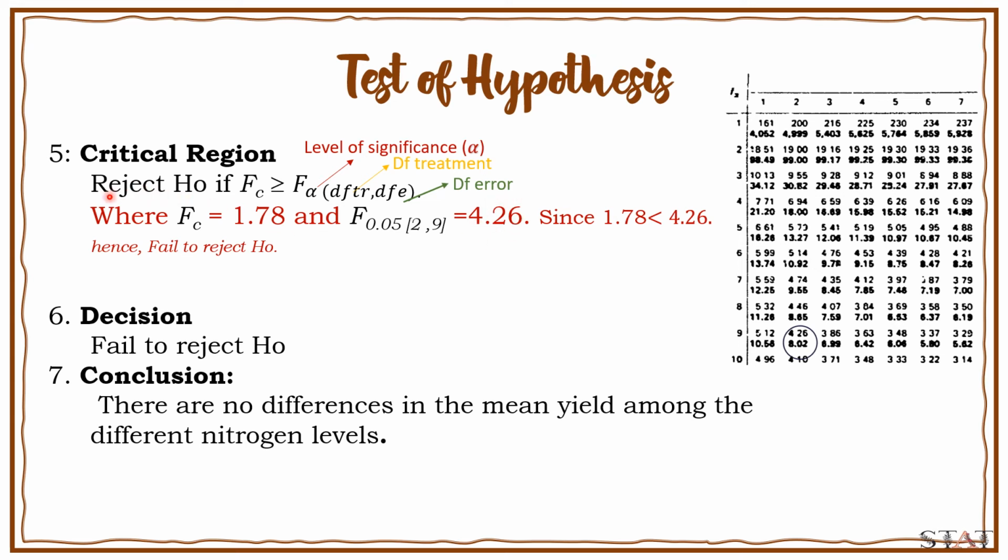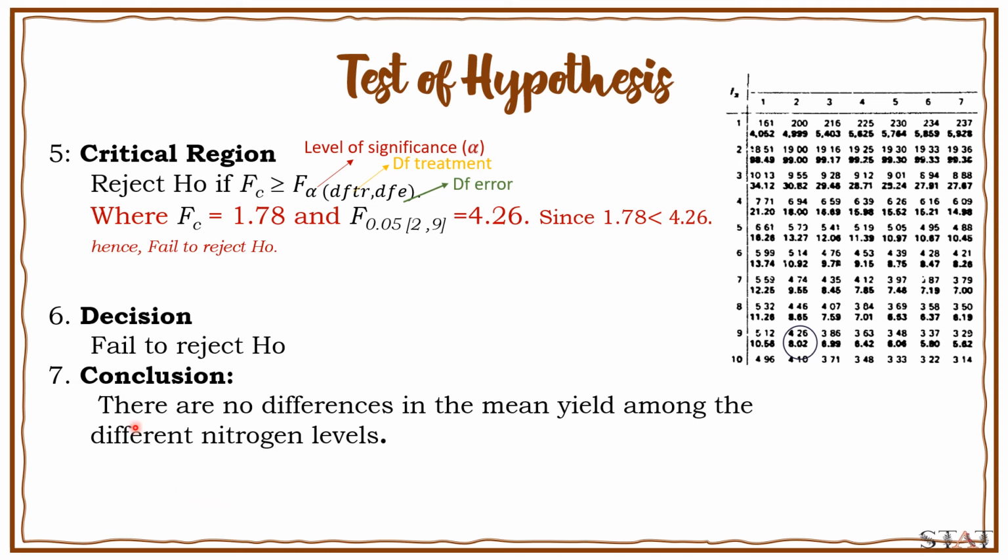So based on our decision rule, we will reject H0 if F computed is greater than F tab. In our case, since 1.78 is less than 4.26, our conclusion is hence fail to reject H0 because it is less than. So this is fixed. Just change the values here for F computed and F tab, then have your conclusion. And for our decision, we fail to reject H0 based on our analysis.